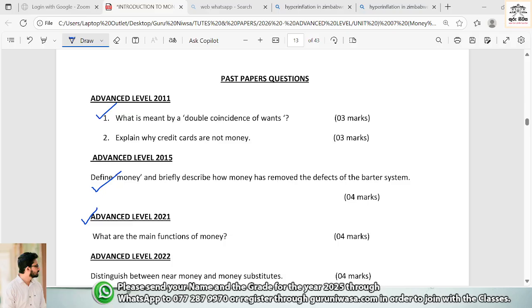Like that you can explain. And you can say in the barter system, there was no commonly accepted medium of exchange. But money has removed that drawback. In the barter system, there's a lack of a specific rate of exchange. But with the use of money, there's an exact or specific rate of exchange, so it makes transactions easy. Like that you can explain, but double coincidence of wants should be the main point.